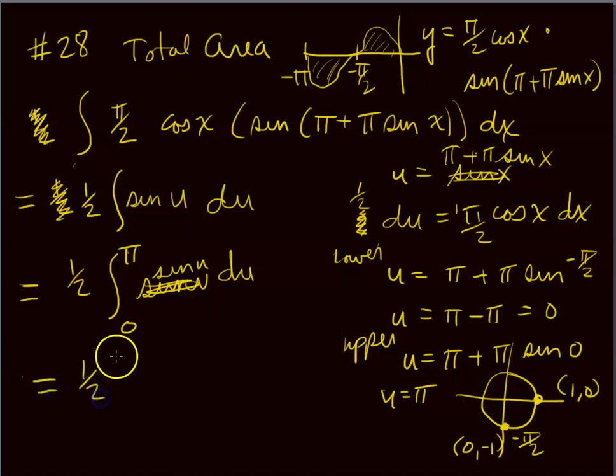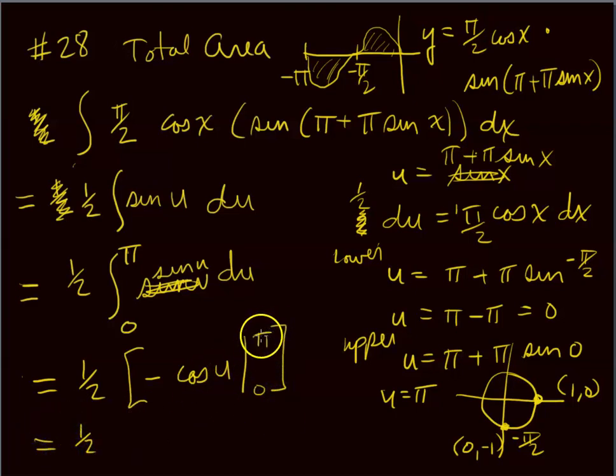So 1/2. What derivative did we take to get sine u? Well, we take the derivative of cosine to get negative sine, so we need a negative cosine u. And we evaluate that from 0 to pi. Now, we put in a pi.